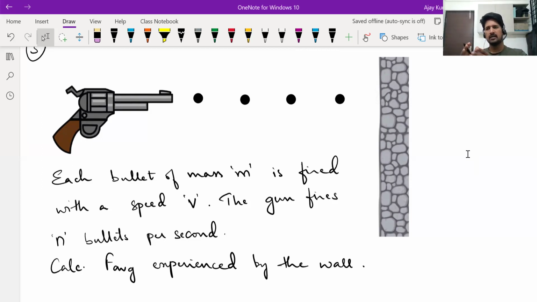N bullets are fired per second. Means in 1 second, N bullets will hit the wall. From that, you find out in how much time one bullet will hit the wall. Means after how much regular time one bullet will hit the wall. If you can find that out, then you can write the expression for average force. Try it, all of you.